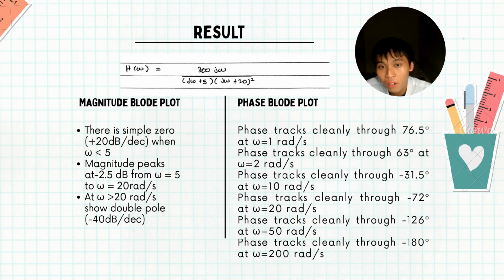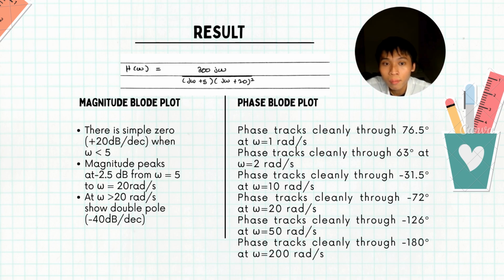Here is a summary of our result. Looking at the magnitude plot, we can clearly see the initial positive 20 dB per decade slope from the simple zero. This leads to a stable peak region at exactly negative 2.5 dB. It stays flat between 5 and 20. After omega 20, the double pole takes over, pulling the magnitude down drastically at negative 40 dB per decade.